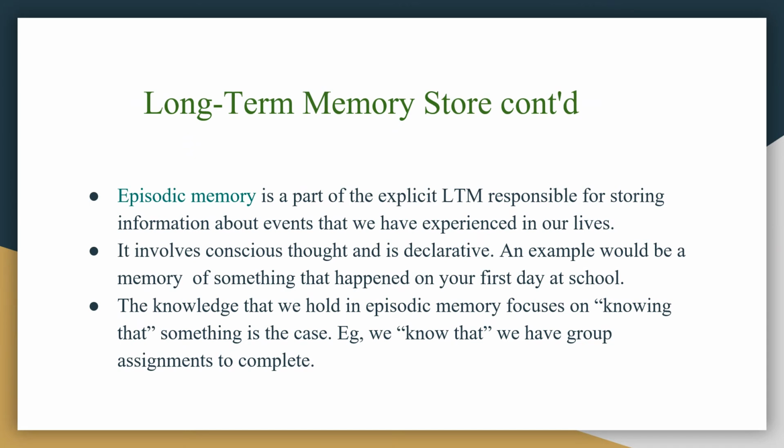Episodic memory is a part of the explicit long-term memory responsible for storing information about events that we have experienced in our lives. It involves conscious thought and is declarative. An example of episodic memory would be a memory of something that happened on your first day at school.